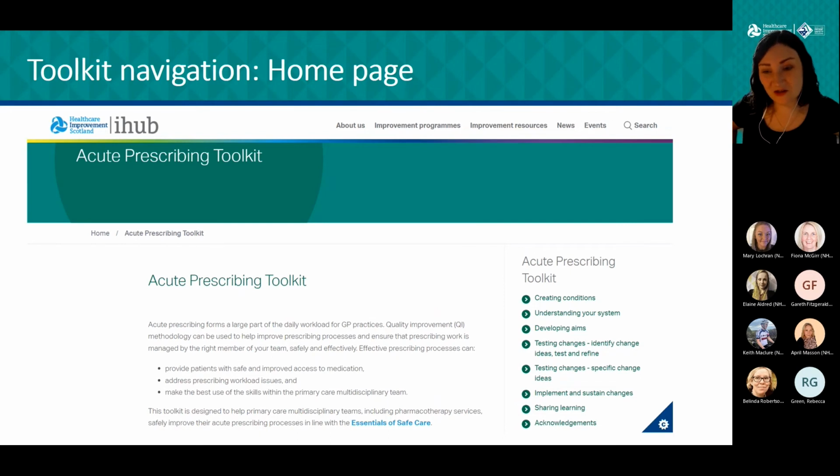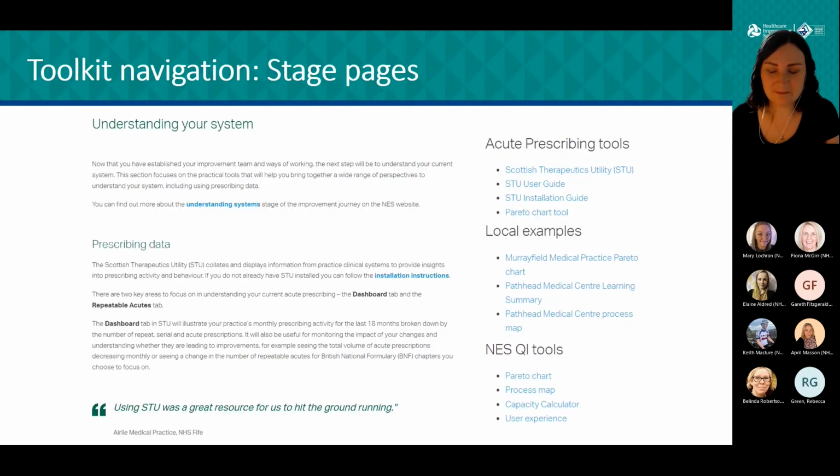And then on the right-hand side here, but if you're using a mobile device, it might be at the bottom, there are links to all the different sections of the toolkit. So there's different steps of the improvement journey, and you can click on those to go to the step that you're interested in. So we go on to the next slide.